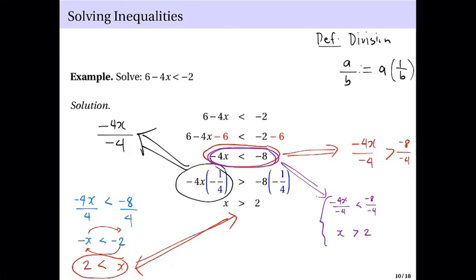Other question. So let me just emphasize this guy here. It's an incorrect step. Any question?